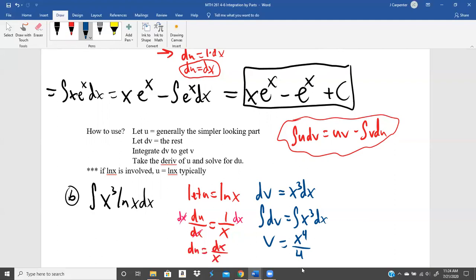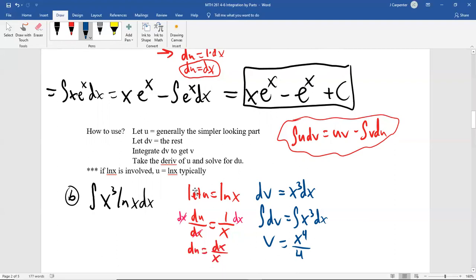So those are the things we need. We need the du, we need the v, and we also need the u. Those are the 3 things that get plugged in. We don't actually plug in dv. dv was just necessary to get to where we're going. It's 3 of these 4 that get plugged in.